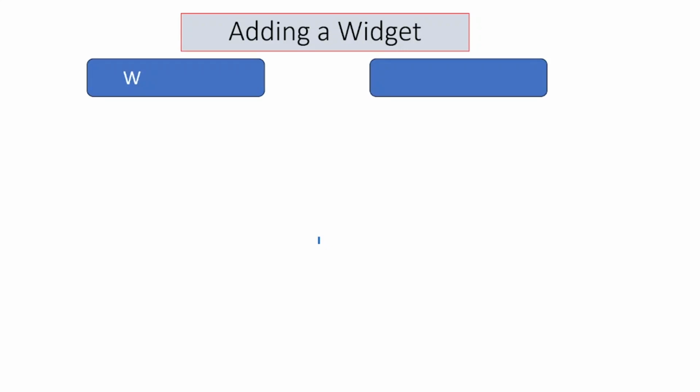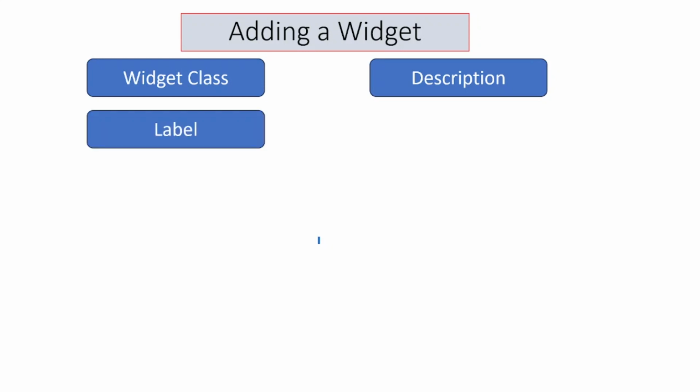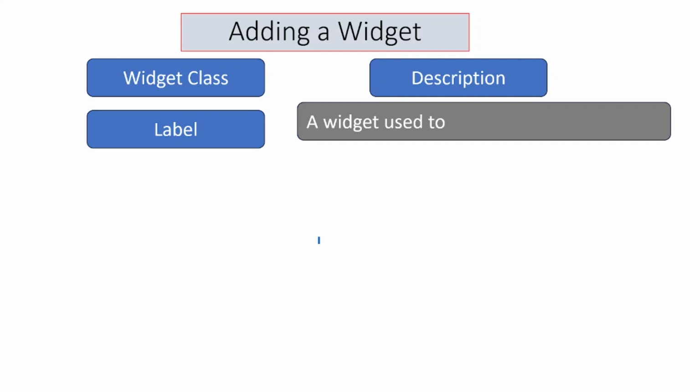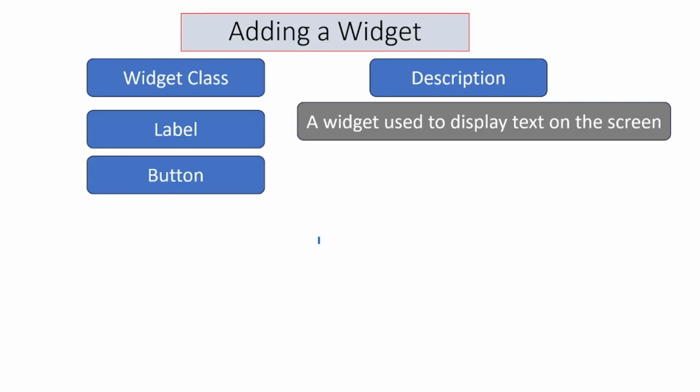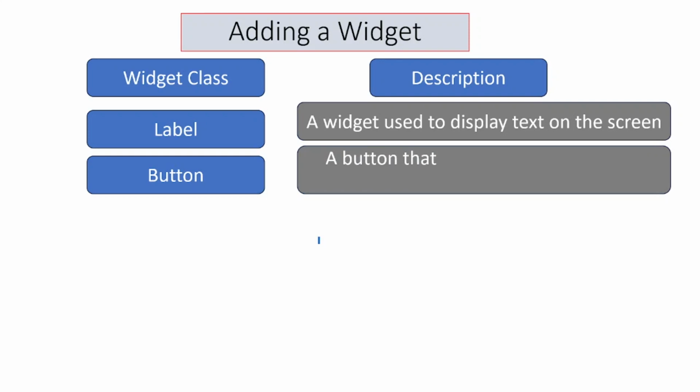Now let's understand how to add widgets to the window. There are different widget classes that we need to use. So let's understand what different widget classes we have and what their descriptions are. We have label. This is a widget used to display the text on the screen. So whatever text we have to display, for that purpose we will be using label. Then we have the button widget, a button that can contain text and can perform an action when clicked.